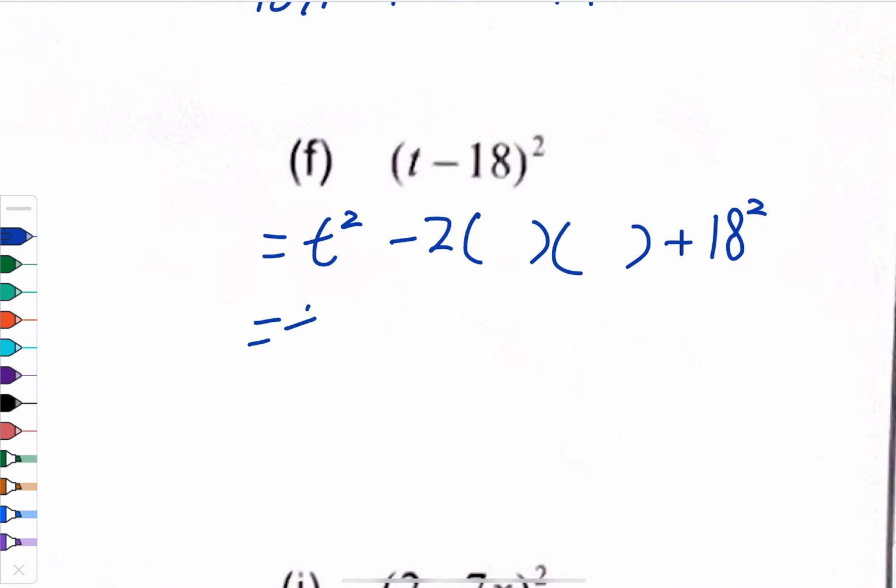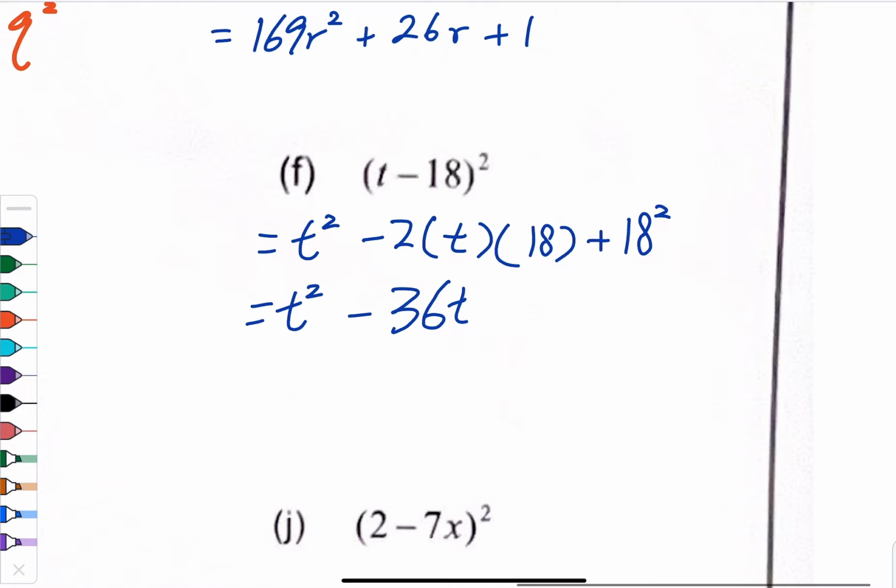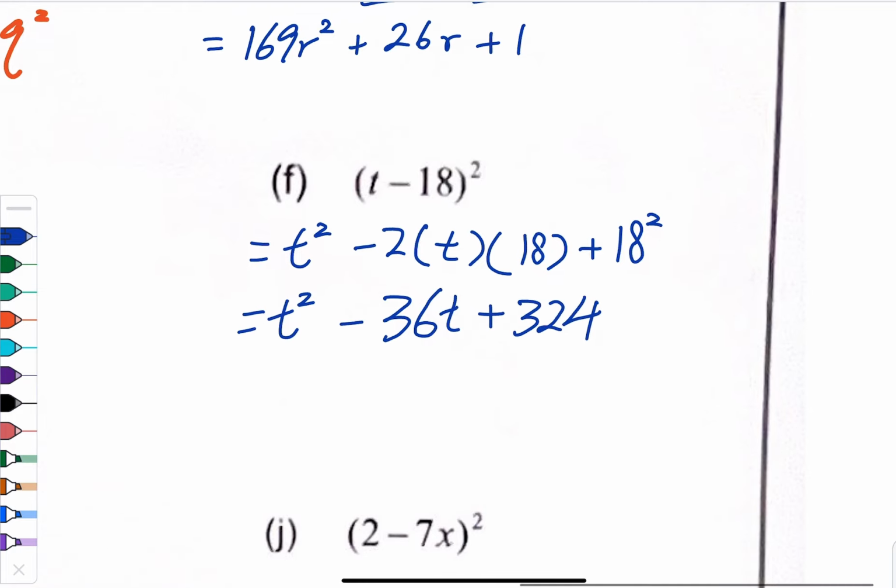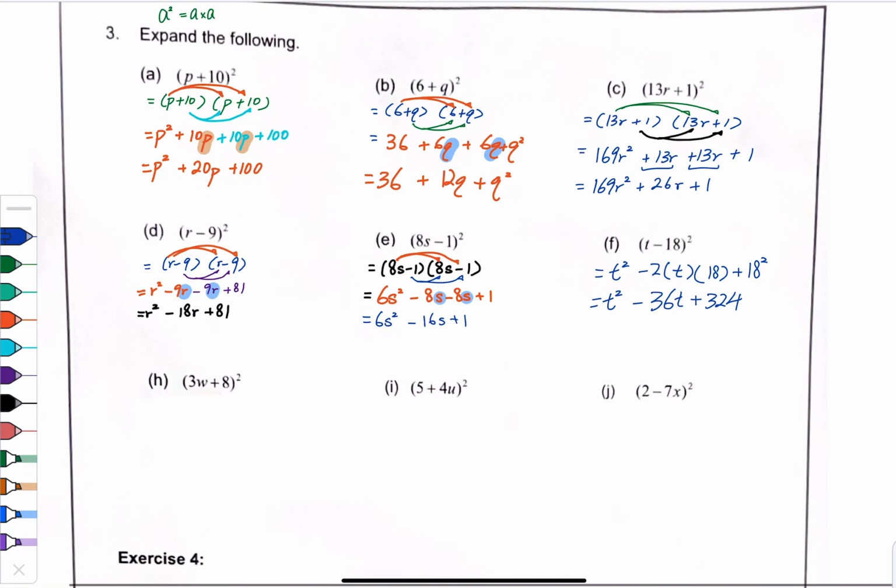So it will be t squared. What's our a? What's our b? Minus. And then 2 times 18 is 36t. 18 squared is 324. If I'm wrong, please let me know, because I don't have a calculator with me.